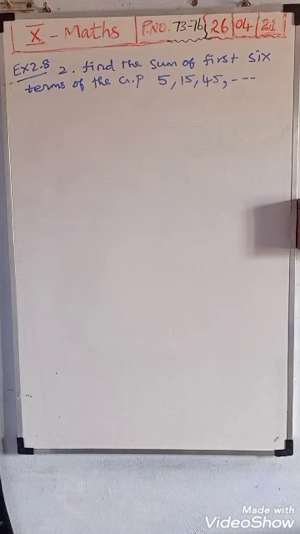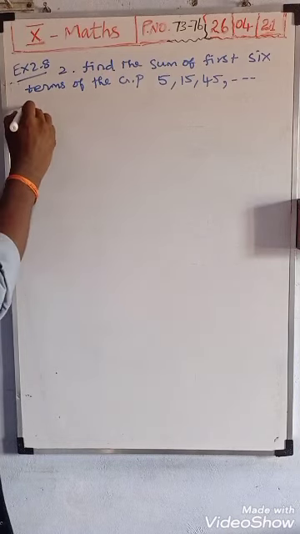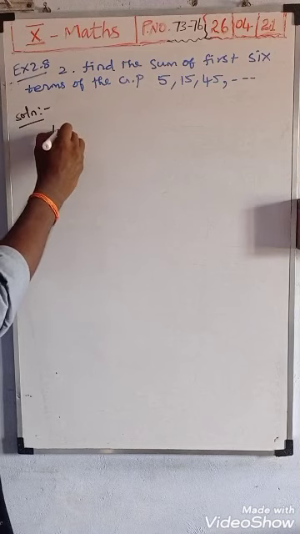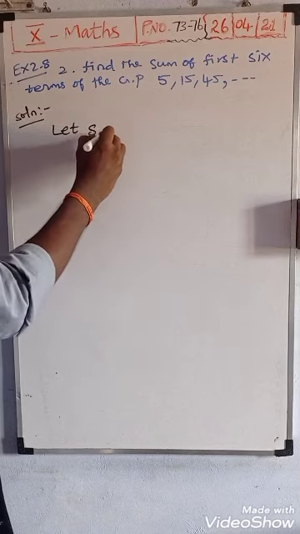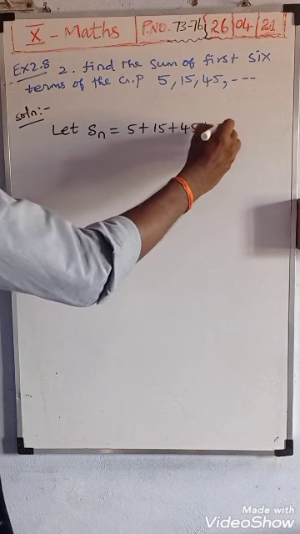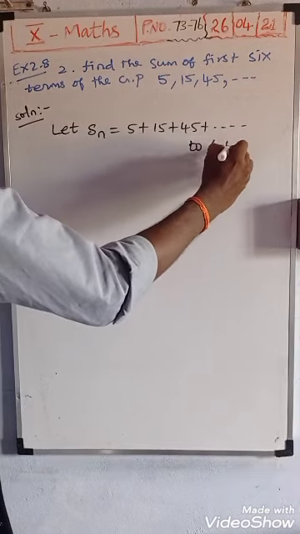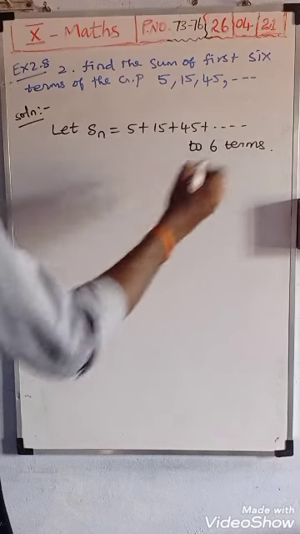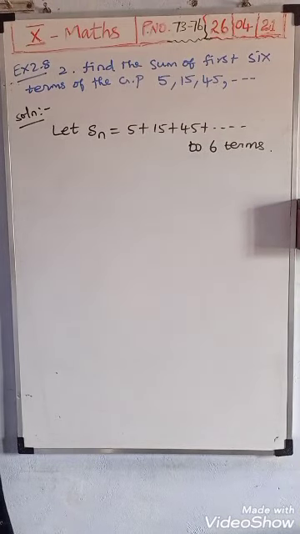Find the sum of the first 6 terms of the GP. So for the given GP, 6 terms should be added. What is the answer? First, let Sn = 5 + 15 + 45 + ... up to 6 terms. Six terms should be added. What is the answer to the question asked?